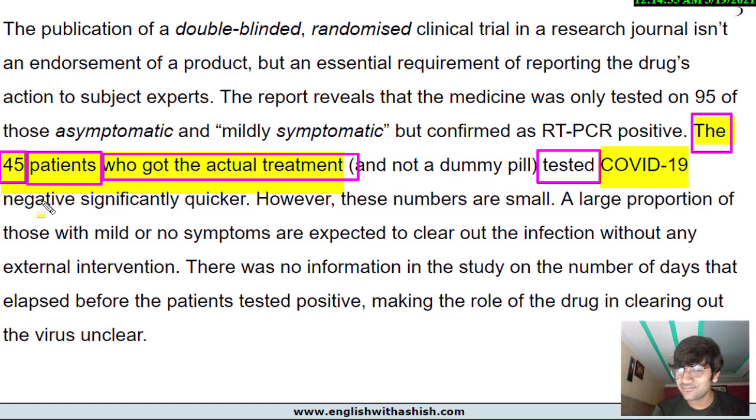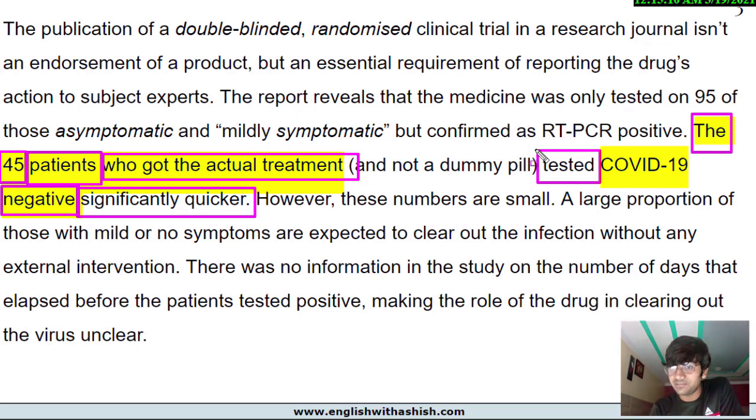All right. Negative is an object complement. Negative here is an object complement talking about the object, giving information about it, right? They tested COVID-19 negative, talking about the state of the object. Let's highlight it. So we have the subject, main verb followed by an object followed by an object complement followed by what? Significantly quicker, which is an adverb phrase modifying the main verb tested, right?